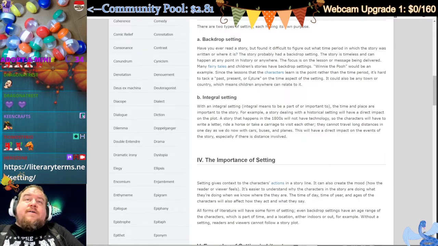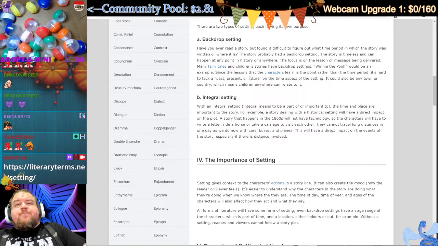Or you have an integral setting. With an integral setting, integral means to be a part of or important to, the time and place are important to the story. For example, a story dealing with a historical setting will have a direct impact on the plot. A story that happens in the 1800s will not have technology, so the characters will have to write a letter, ride a horse, or take a carriage to visit each other. They cannot travel long distances in one day, as we do now with cars, buses, and planes. This will have a direct impact on the events of the story, especially if there is distance involved.